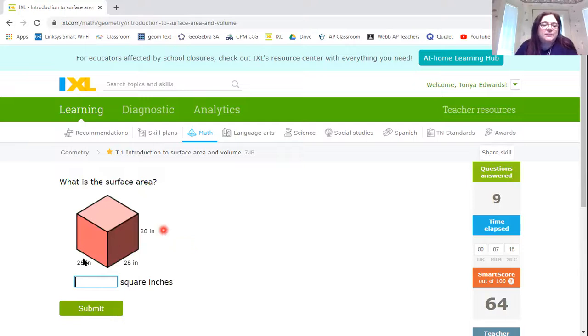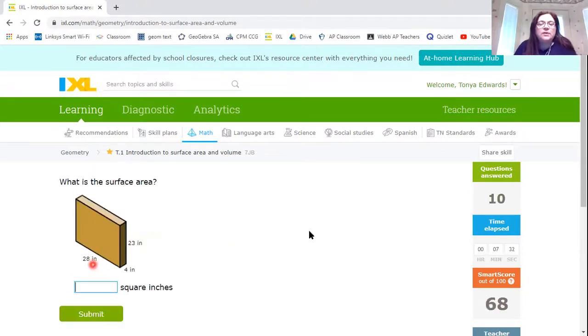And one last time, surface area, again, this is a cube. So I've got 6 different squares here that are 28 by 28. So 28 times 28 times 6, 4704.